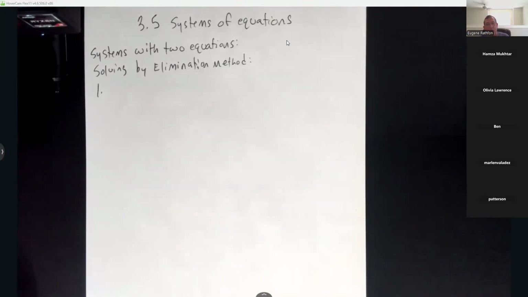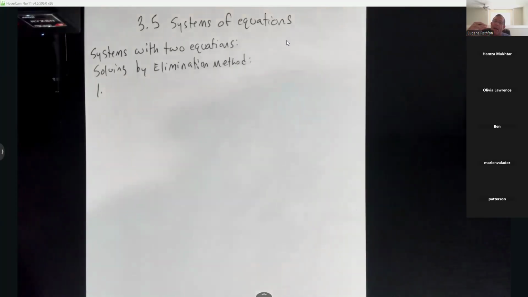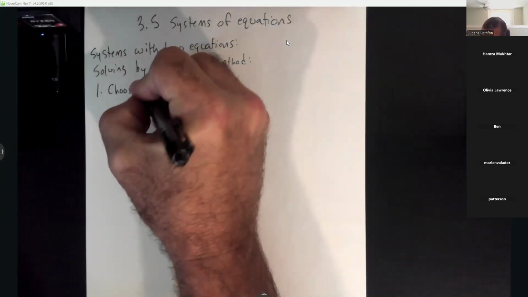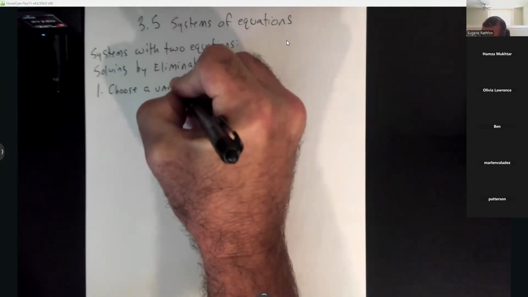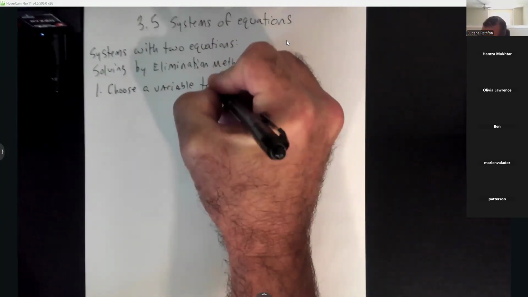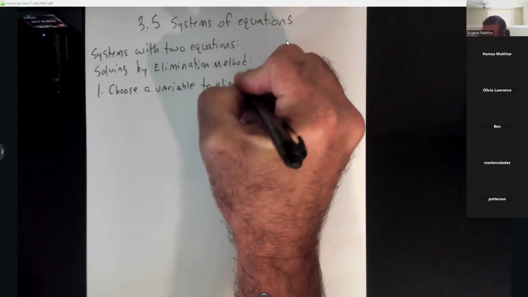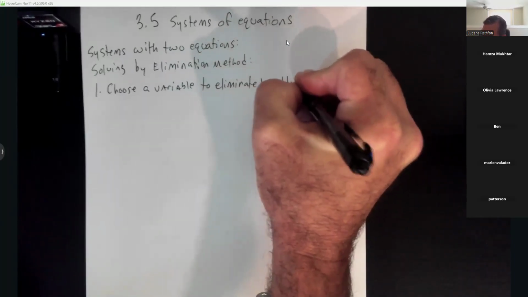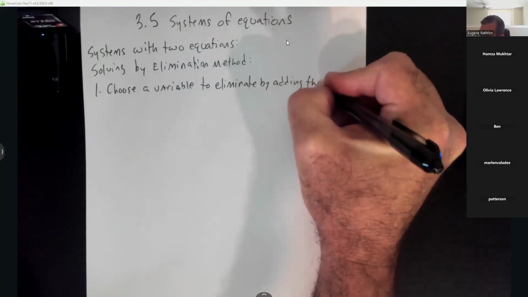All right, also, the first thing when you want to solve by elimination method, you got to choose a variable that you want to eliminate by adding the two equations together. So choose a variable to eliminate by adding the two equations together.